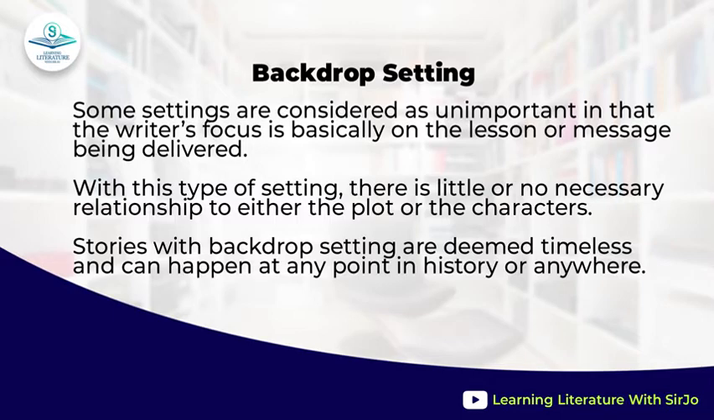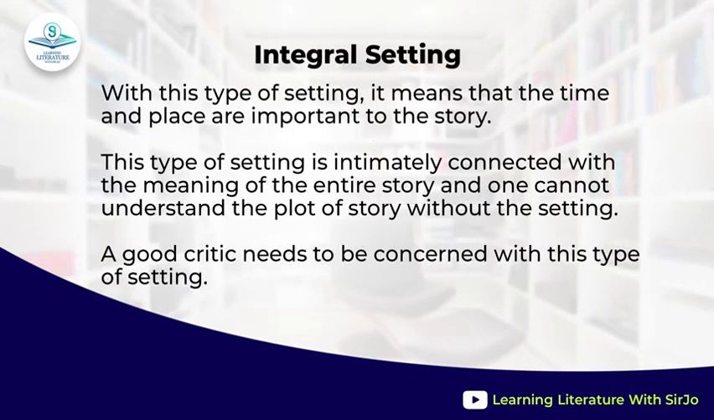The second type of setting that is classified as integral setting is a type that is considered as an important element of the story. So with this, it means that the time and place are important to the story, and they have intimate connection with the meaning of the entire story, and one cannot understand the plot of the story without the setting. So with the integral, it means that that type of setting is crucial or important to the story, and one cannot understand or derive meaning out of the entire story without considering the setting. And this means that a good critic needs to be concerned with this type of setting.